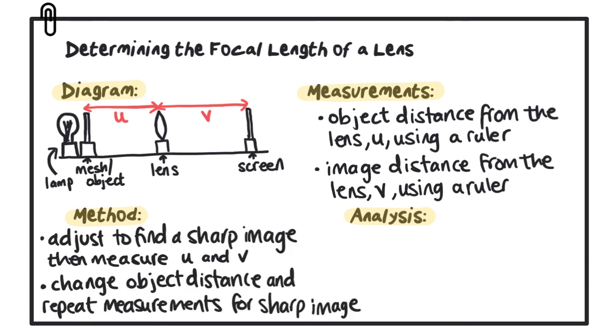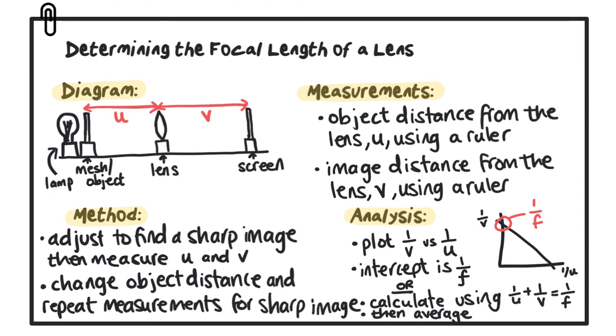For the method, there's 2 key things that you need to mention. First of all, we need to mention the fact that you're adjusting u and v in order to get a sharp image. And then once you've done that, you change the object distance and you repeat that process so that you have a range of values for u and v, each one creating a sharp image.